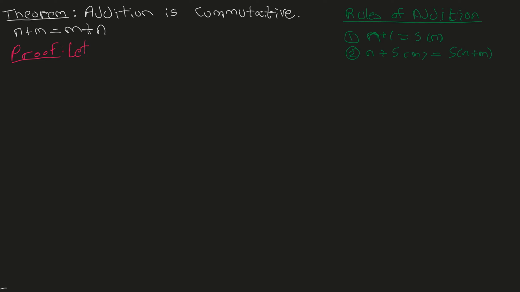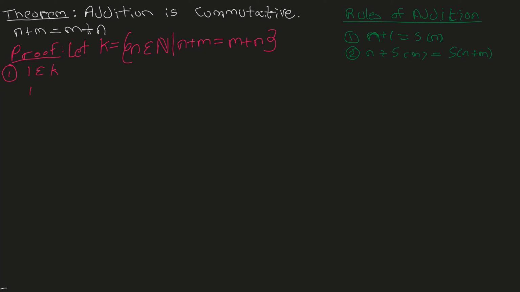We define a new subset K of the natural numbers, such that all n in the natural numbers follow n plus m is equal to m plus n. Let's go with the proof of this. We'll follow the same template. We'll try to do both the properties of the subset. So first we have to prove that 1 is in K.